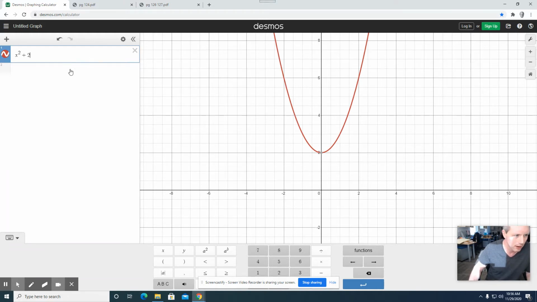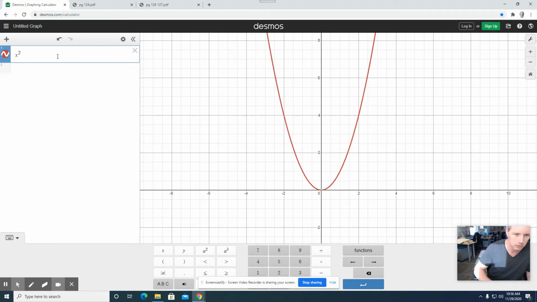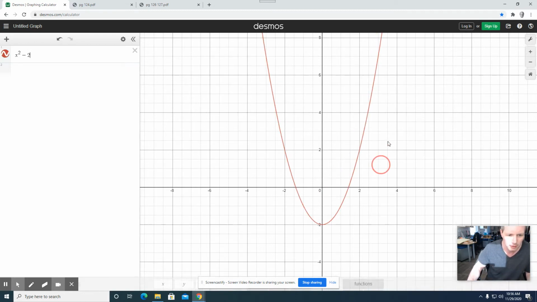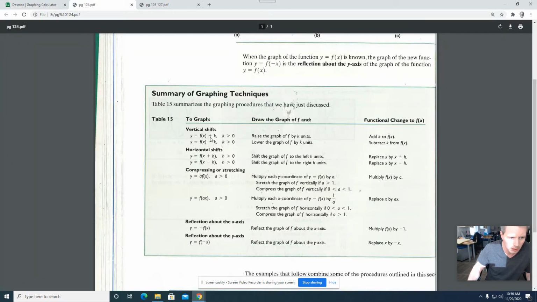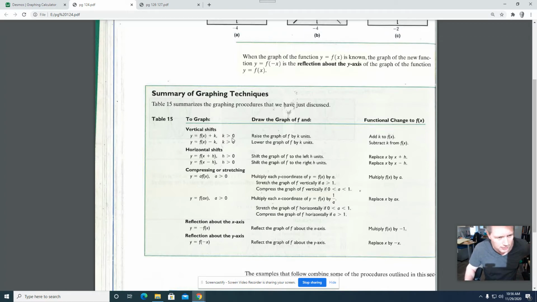If I wanted to shift my function down 2 units, here's my original function again, y is equal to x squared. I would simply take my original function and subtract 2. So that is now f of x minus 2. My original function, f of x, is x squared, so this is x squared minus 2 right here. So by adding or subtracting a value k, which is assumed to be greater than 0, a positive number, that raises or lowers my graph of f by k units.